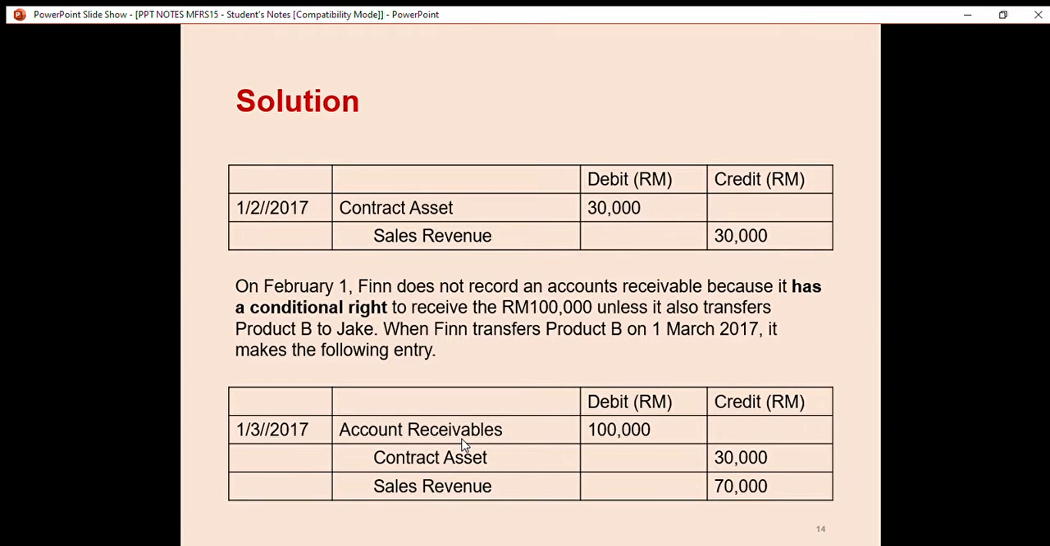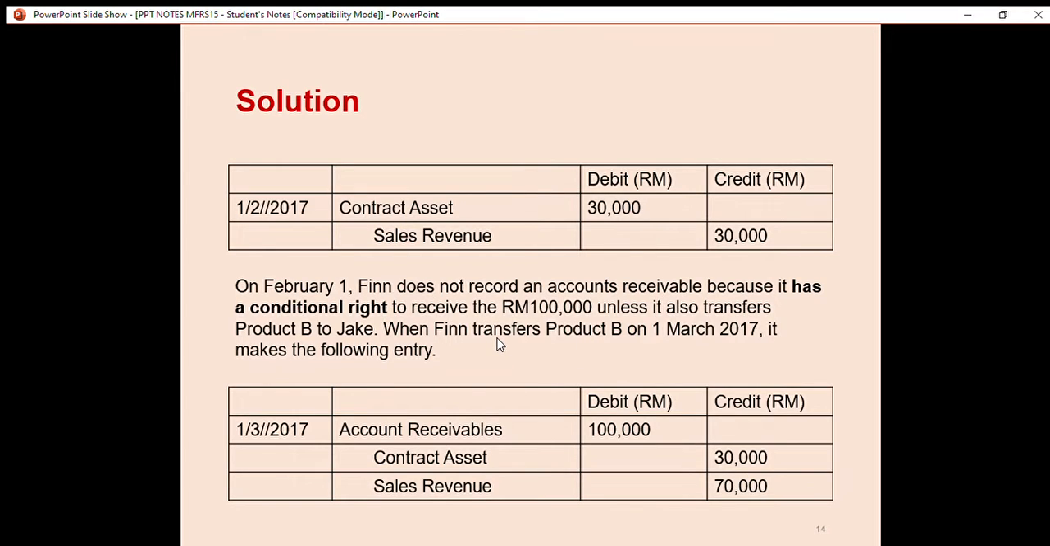Why credit contract asset? We have to offset the one that we recorded on 1st February. Because the performance obligation has been satisfied, we credit contract asset 30,000 and credit sales revenue for product B, amounting to 70,000. So that is how to record a contract asset.